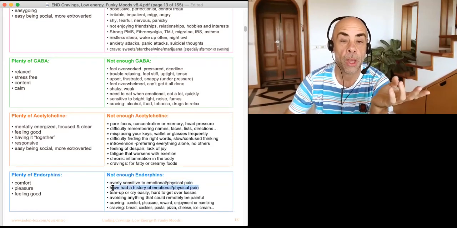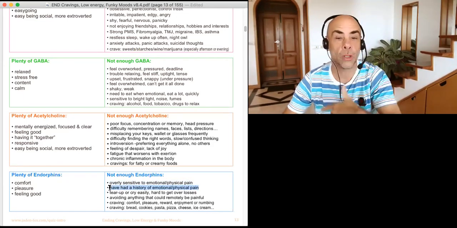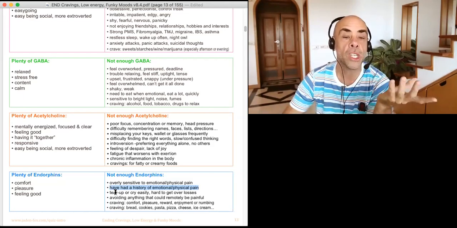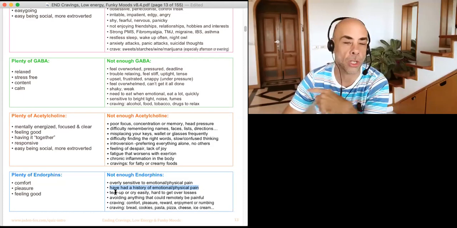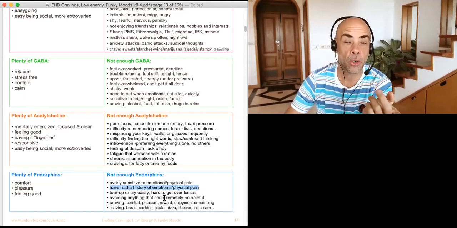History of emotional pain, just ongoing. If you tear up or cry easily, or it's hard to get over losses, like any loss just seems to go on forever and ever and ever, it can be an endorphin issue.